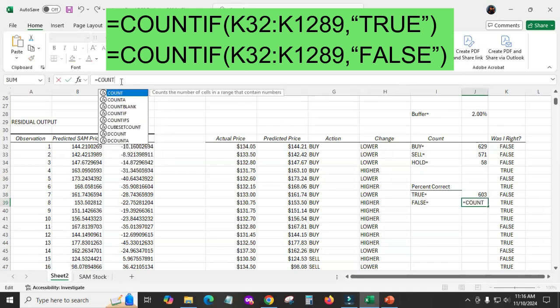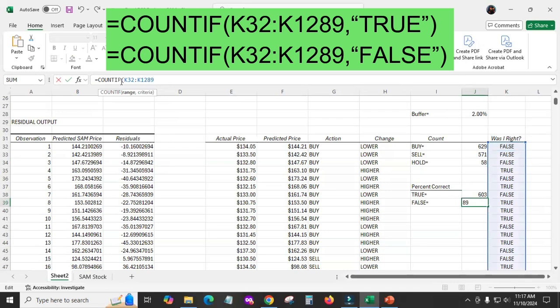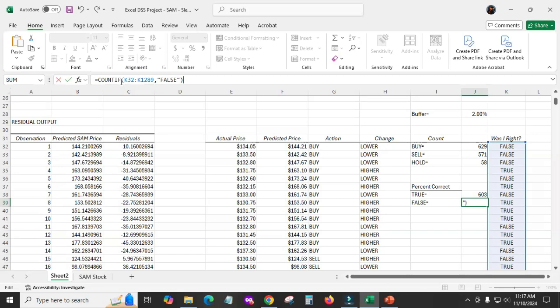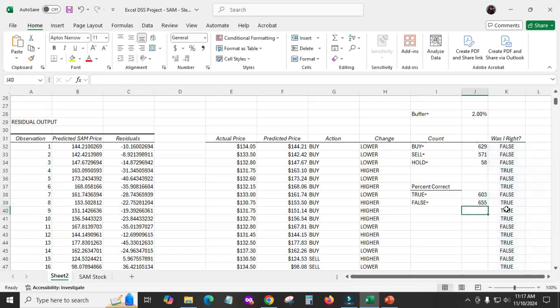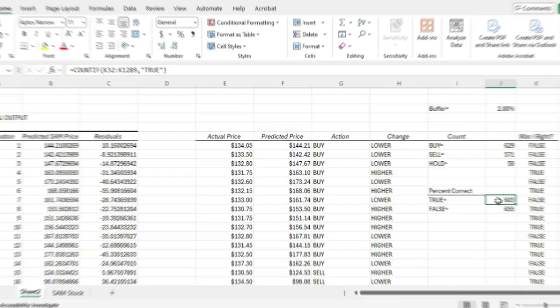Equals COUNTIF(K32:K1289, "FALSE"). All right. And you can only have true or false, because that was a true/false statement, so there's no other value but true or false in that column. All right. And we have 655 falses.